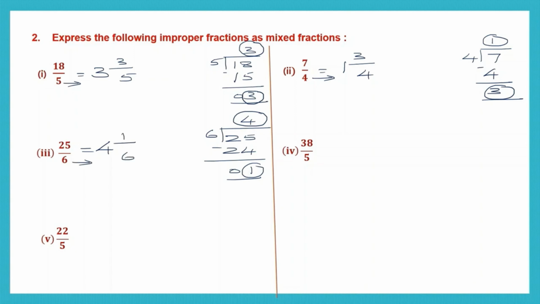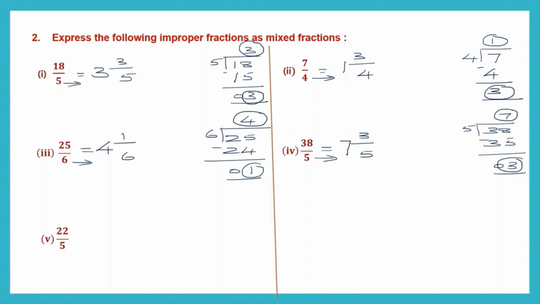Question 4, 38 by 5. Let's divide 38 by 5. 5 sevens are 35. 38 minus 35 is 3. So here the quotient is 7 and that is going to become the natural number. The remainder is 3 and that is going to become our numerator. Denominator is 5. So what is our answer? 7, 3 by 5.